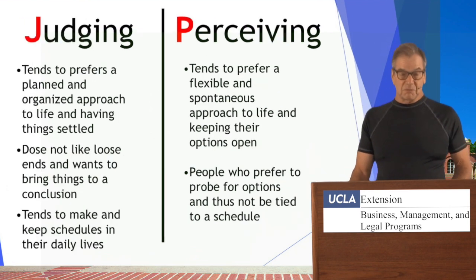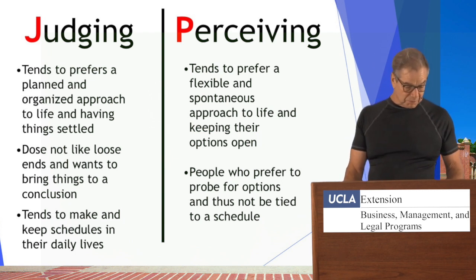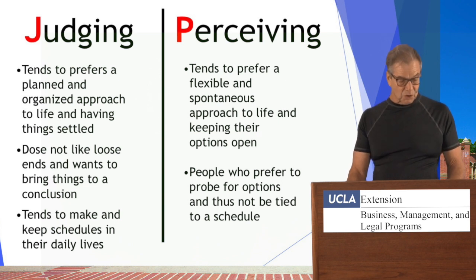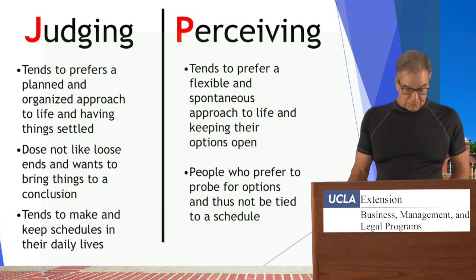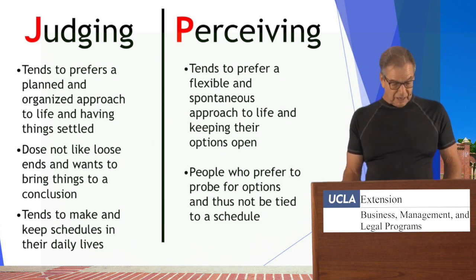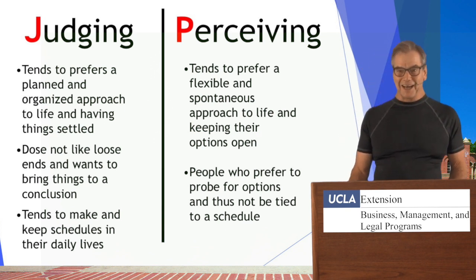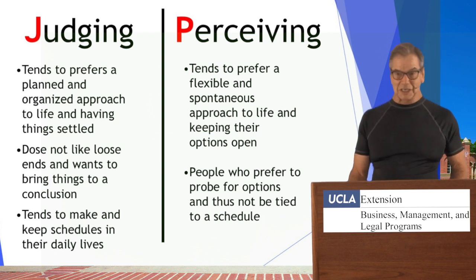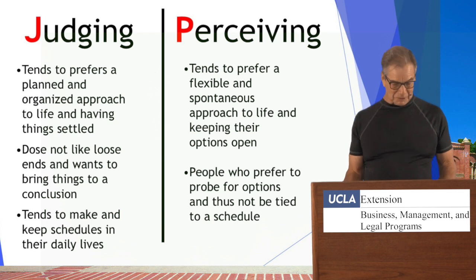Next is judging versus perceiving. A judging person tends to prefer a planned and organized approach to life and having things settled. A perceiving person tends to prefer a flexible and spontaneous approach to life and to keep their options open. A little thing here: judging people tend not to like to be surprised, whereas perceiving people enjoy being surprised. So, another little tidbit there.